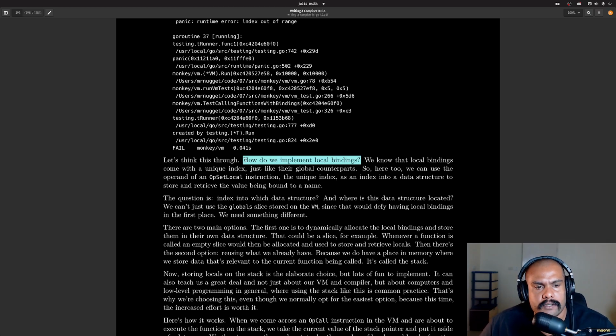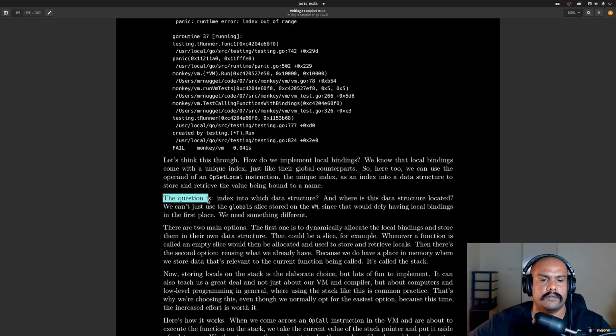Local bindings come with a unique index, just like their global counterparts. So here too we can use the operand unique index as an index into a data structure to store and retrieve the value being bound to a name. The question is, index into which data structure? I don't think arrays make sense because it might be wasteful.